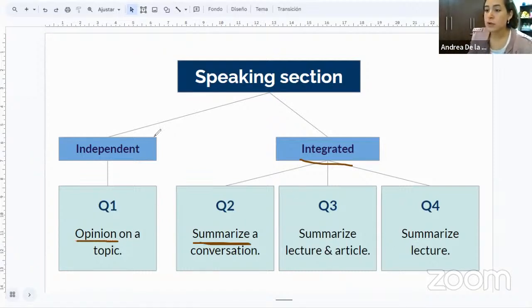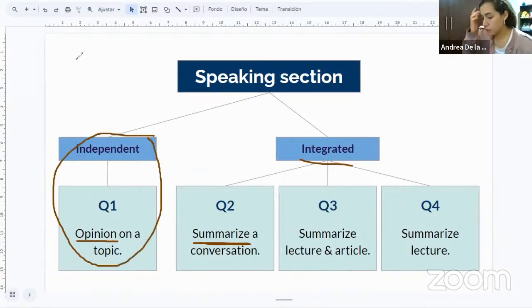So today we're going to start looking at the independent question. We're going to see what it is, what you have to do there, tips and hacks and sample responses. And this week we're actually focusing on this. Okay, guys, do you have any questions before we start with the independent question today?